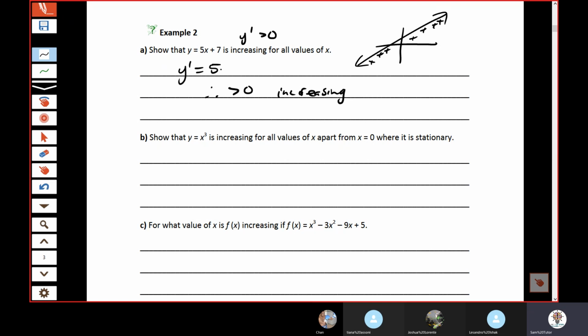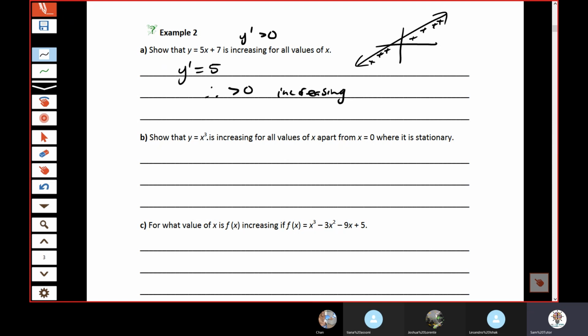All right, y dash equals 5. Well, 5 is always greater than 0. Always greater than 0. Therefore, always increasing. Easy? Seriously, yes? Done. Show that y equals x is increasing, 100% will be in your exams. I think you guys know what that means. That means you've got to know how to show something is increasing or decreasing.